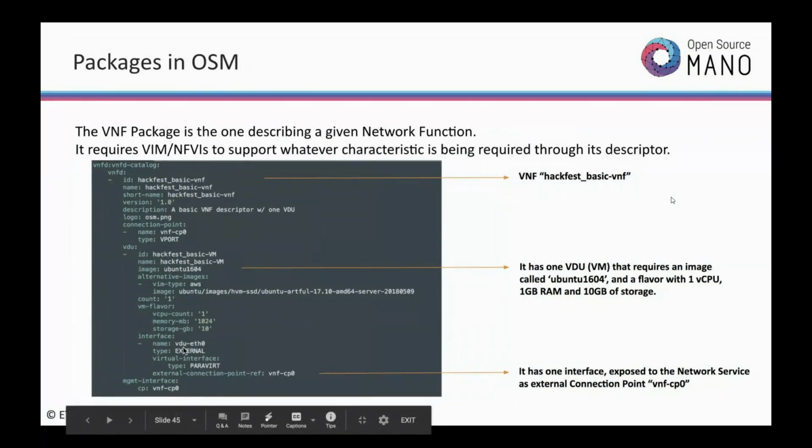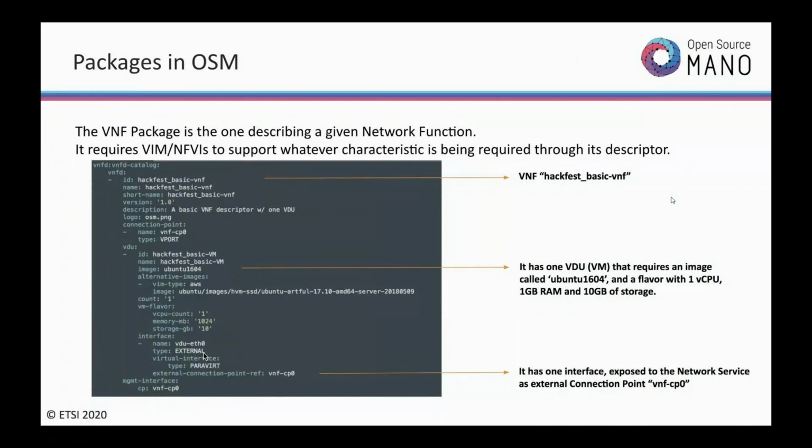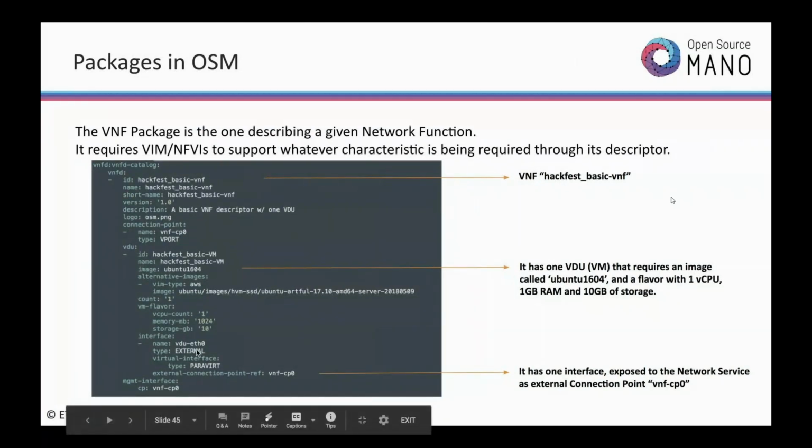It's called VDU at 0. It's of external type, that is, it's supposed to be connected to a network service or to an element that is external to a VNF. It's not supposed to be connected to an element that is internal to the VNF. We talk about internal connection points when we have more than 1 VDU in the same VNF, so that we can interconnect the VDUs between each other. We will see more of that tomorrow.